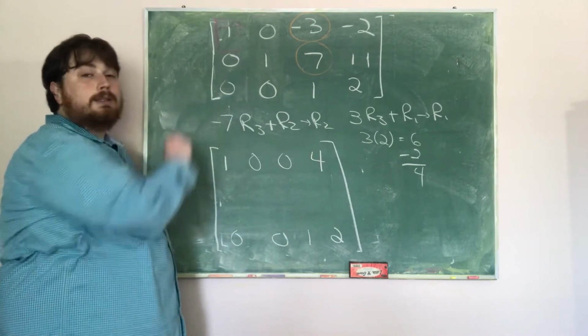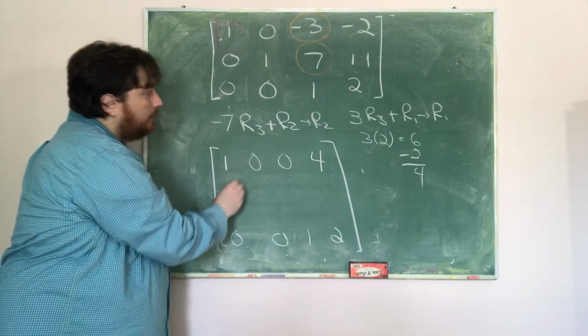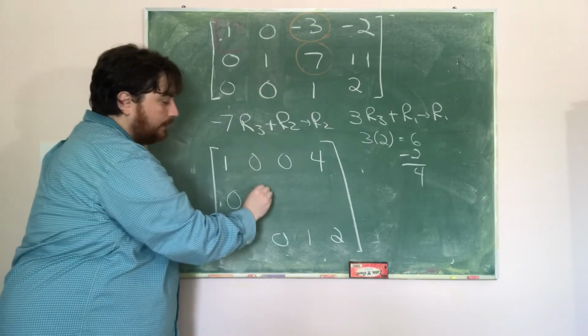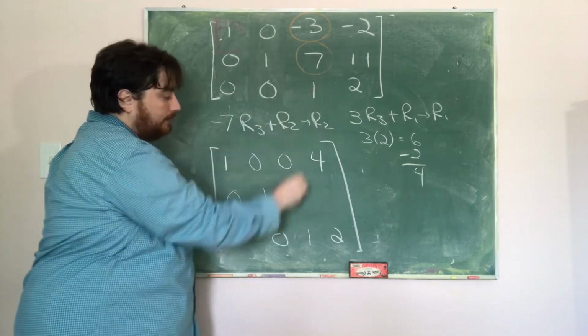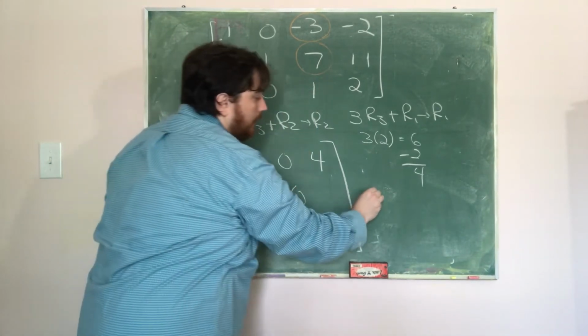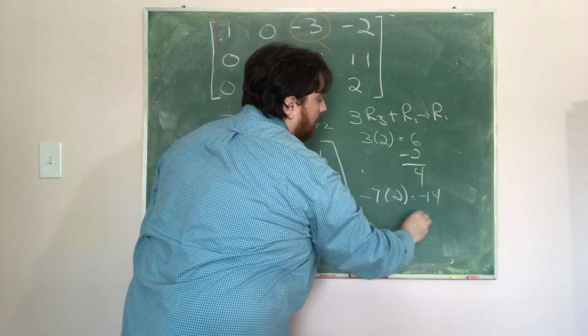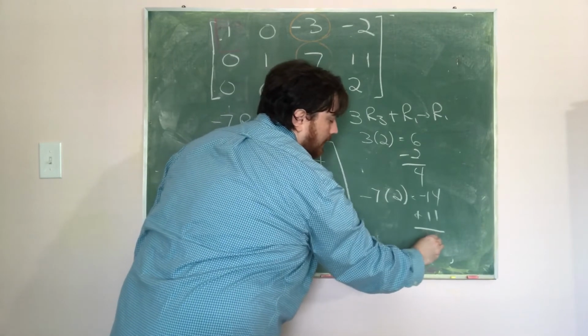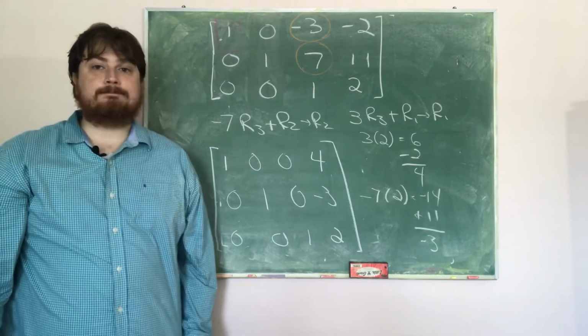Next, we're going to have to work on the second row. So we get -7 times 0 plus 0 is 0. -7 times 0 plus 1 is 1. -7 times 1 is -7 plus 7 is 0. But then -7 times 2 is -14 plus 11 is -3. So we would get a -3 here.